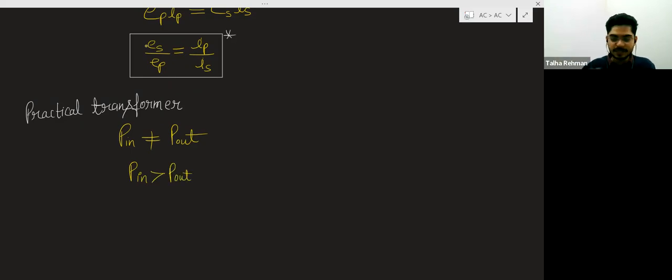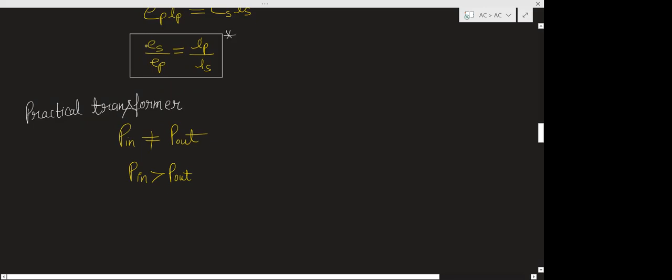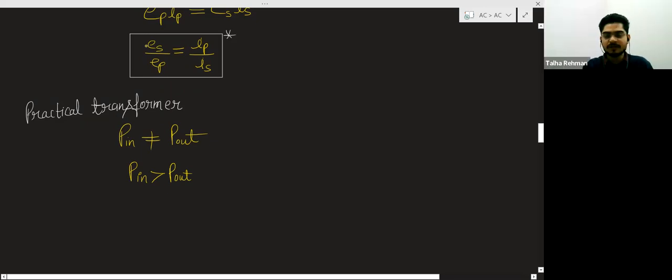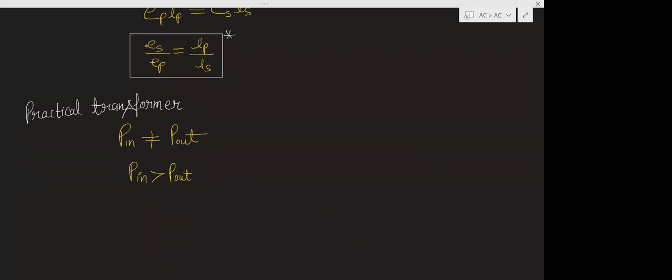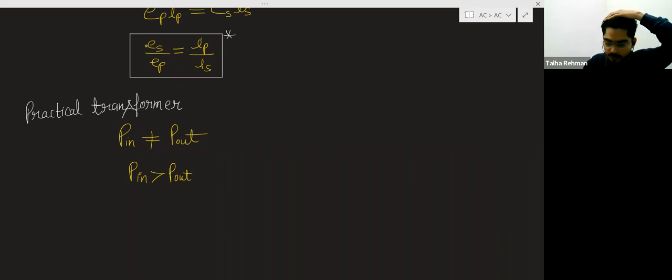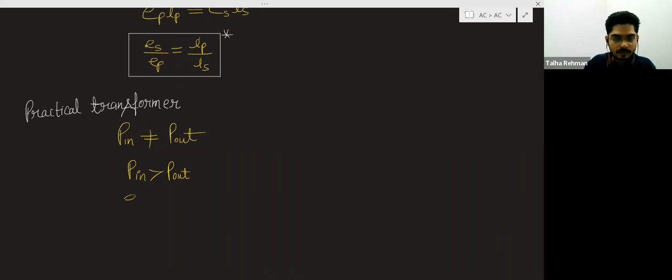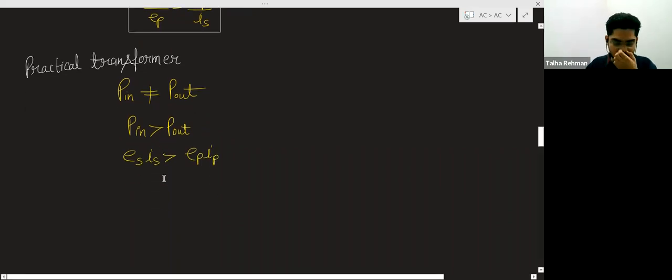For example, you can take the example of the laptop. Electrical energy you are providing to this laptop, not all of the electrical energy is converted into work, and some energy is converted into the form of heat. We see the heating of the laptop and all that, because some power or some energy is lost there also. So in this case, ES IS must be less than EP IP.